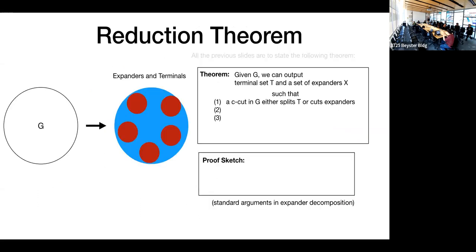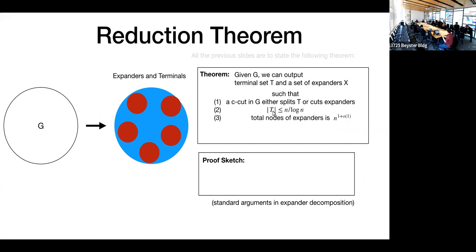And now I'm ready to state the reduction theorem. All the previous slides are to motivate this following reduction framework. Given a graph G, we can output the terminal T and a set of expanders such that the first property that we mentioned earlier holds. Furthermore, there are also some nice properties that we can guarantee. The second property is that the set of terminals is at most n over log n. It's not the entire graph, it's small enough. And the total number of nodes of the expanders combined is also roughly almost linear. And we can do this in almost linear time.